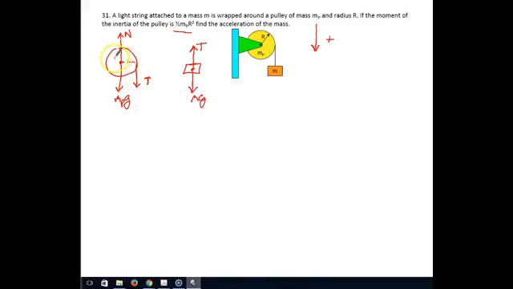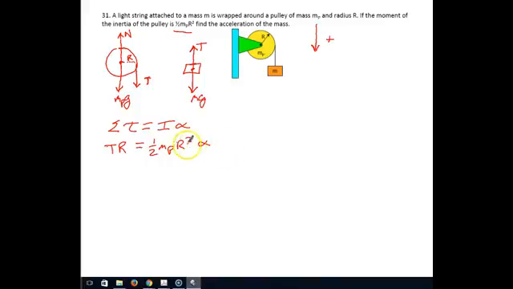This tension provides a torque on the wheel, so we're going to say the sum of the torques is equal to the moment of inertia times the angular acceleration of that pulley. Let's figure out the torque on this pulley. There's only one torque, and it's the tension times the radius, where the radius is capital R here. And that is equal to I, and we said I is 1/2 of the mass of the pulley times the radius squared, multiplied by alpha.